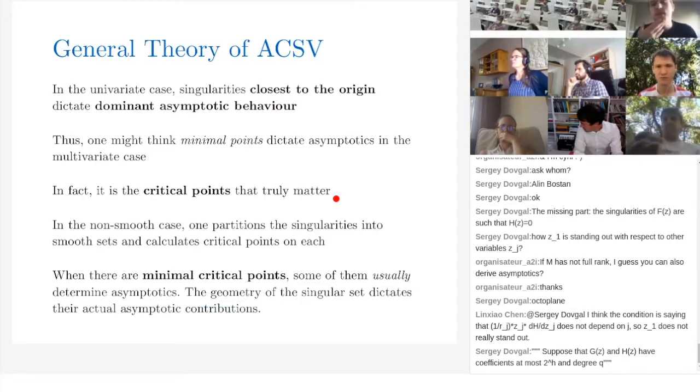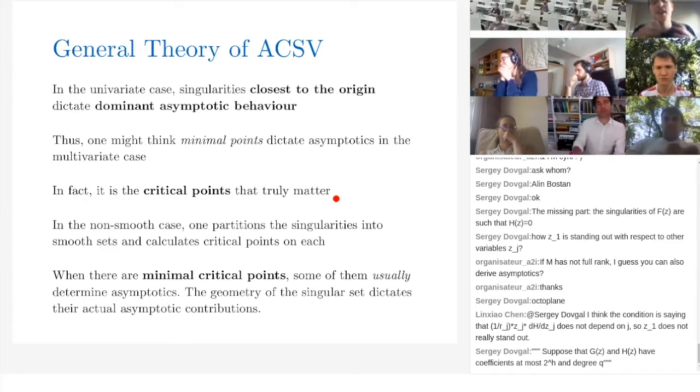So just at the end of my talk here, I want to say a little bit more about the general theory and connect this back to the connection problem, so definite asymptotics that I mentioned at the beginning. So in the univariate case, the singularities that are closest to the origin dictate your dominant asymptotic behavior, right? The dominant singularities. So you might think that the minimal points will be the ones that give you asymptotics in the multivariate case. But in fact, that's not true.